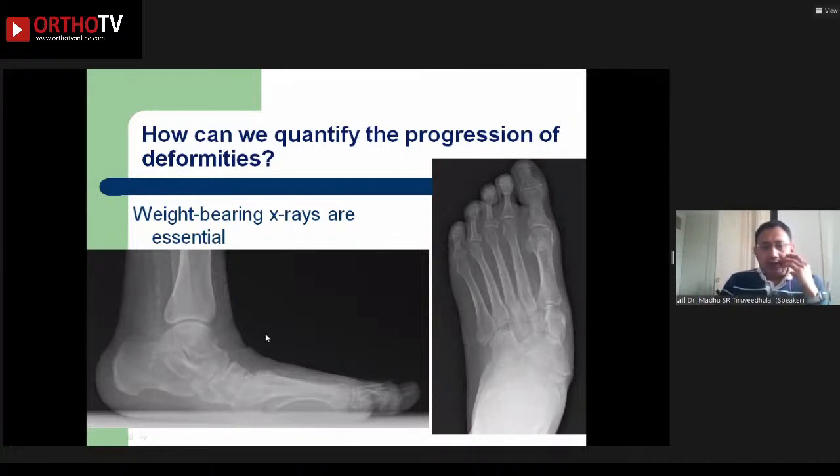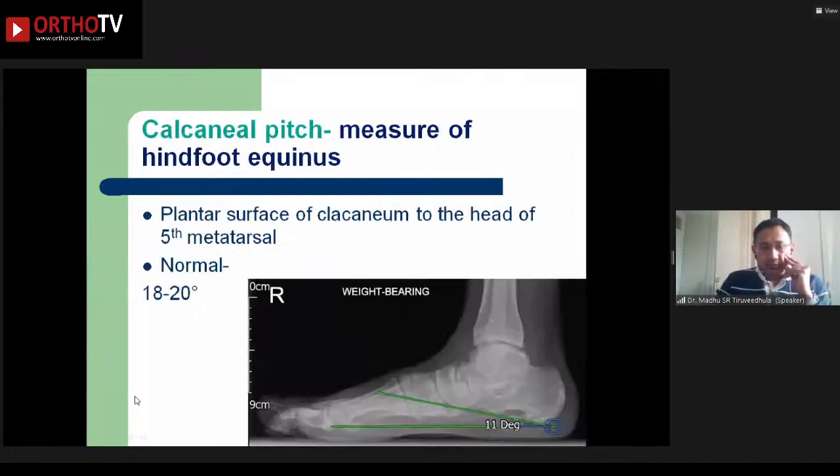Now, how do you quantify it? Looking at the literature, various people have suggested various X-ray findings, but we need a standard X-ray. These are the standard X-rays we do in our department: a standard AP of the foot and a lateral of the foot and ankle, shown on a single plane radiograph. The first one is the calcaneal pitch. Calcaneal pitch describes the hindfoot equinus. Normal is between 18 and 20. It is the angle between the inferior surface of the calcaneum and the weight-bearing axis of the lateral column, which runs from the calcaneum to the fifth metatarsal.